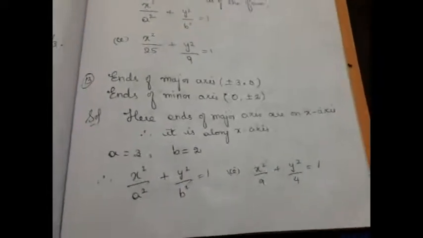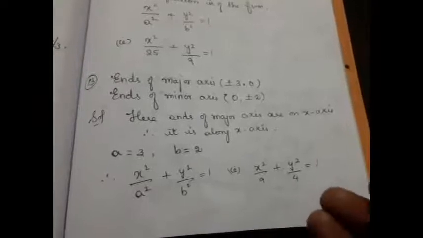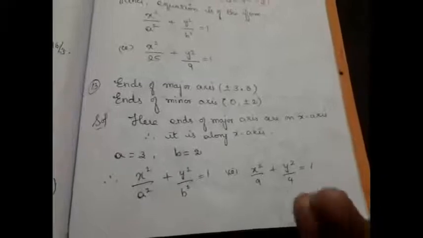So in order to give the equation of the ellipse, we should first analyze where the major axis lies, along which coordinate axis, either the x-axis or y-axis. We should know that. Then secondly, we should know the values of a and b.